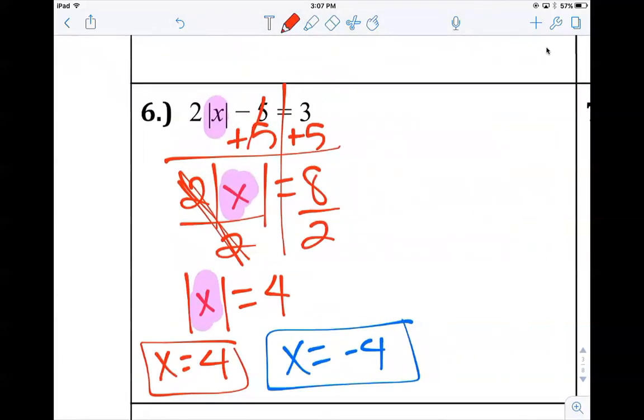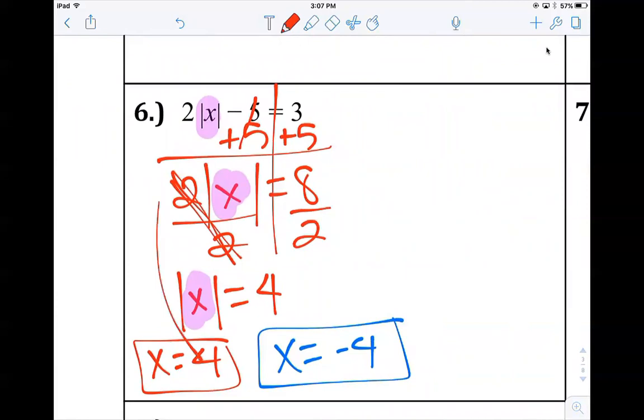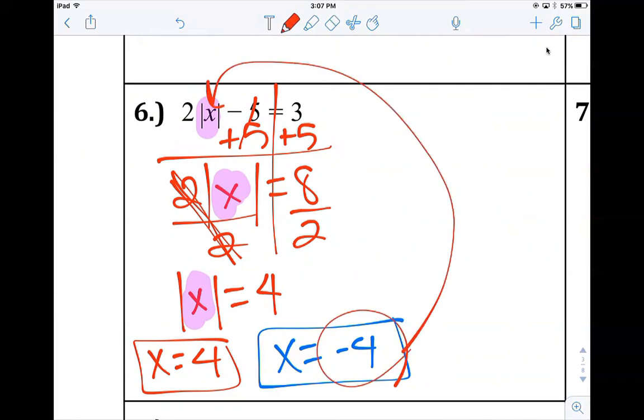And if you check your answer and we plug it back in, absolute value of 4 is 4, 2 times 4 is 8, 8 minus 5 is 3. So that checks out. If we take -4 and plug it back in, absolute value of -4 is +4. And then you have the same thing. 2 times 4 is 8, 8 minus 5 is 3.